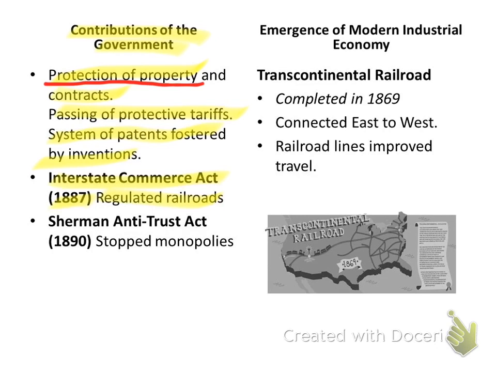So, let's go to our next one that we have listed here, the Sherman Antitrust Act, 1890, stopped monopolies. Monopolies are bad. A monopoly is the almost exclusive control of a type of business. Let's just use oil, Rockefeller, Standard Oil. He owned a monopoly. Now, monopolies are bad because they cut into competition. Competition is essential to a strong economy.